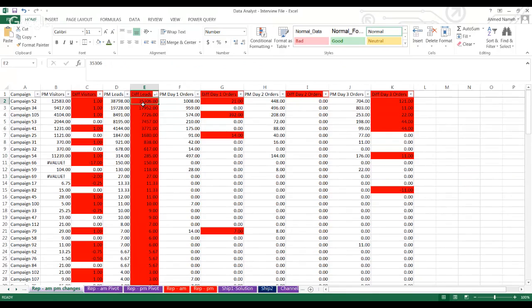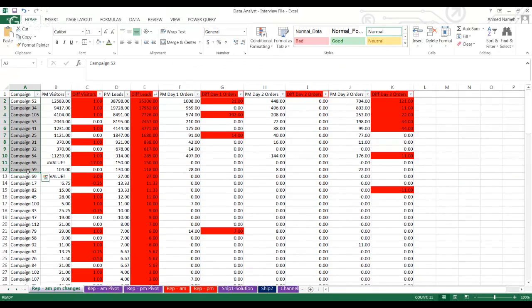This is definitely problematic. I mean, if there's a 35,000 difference for campaign 52, it suggests that the AM figure was about 3,000, whereas the PM figure is nearly 39,000. So those are differences that are definitely worth pointing out. They're definitely worth highlighting. They're definitely worth investigating. The variance is quite large. Yeah, especially for these ones up here.